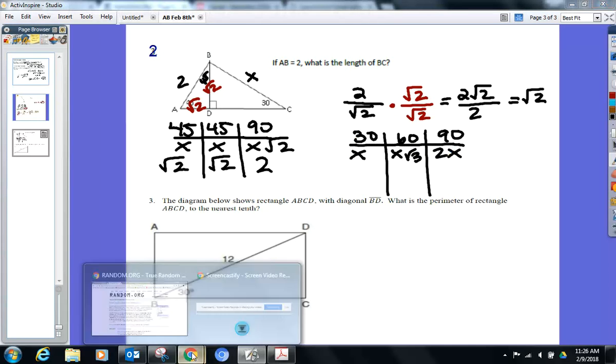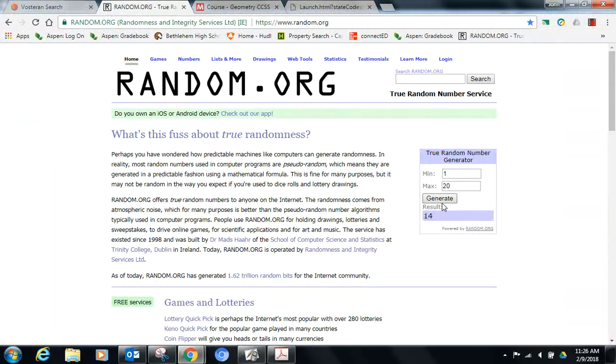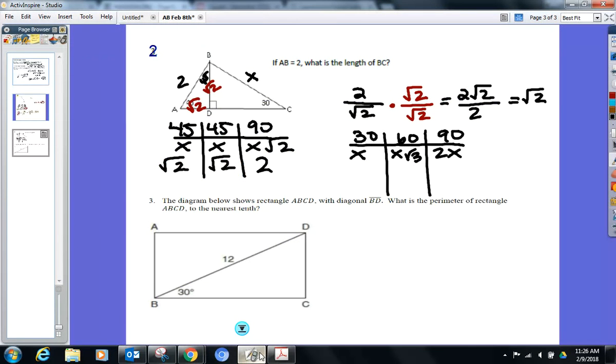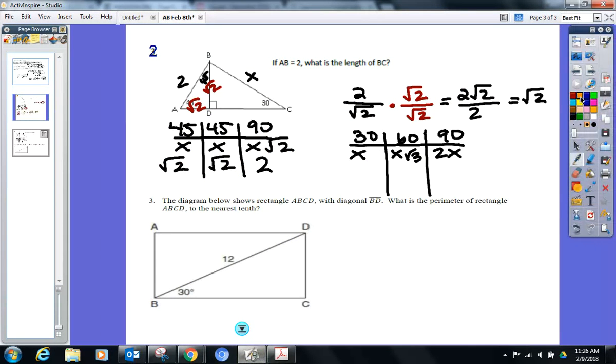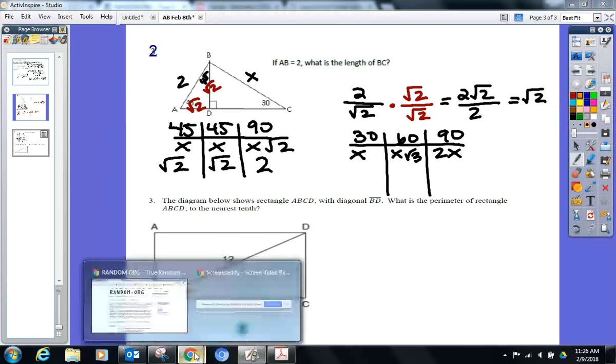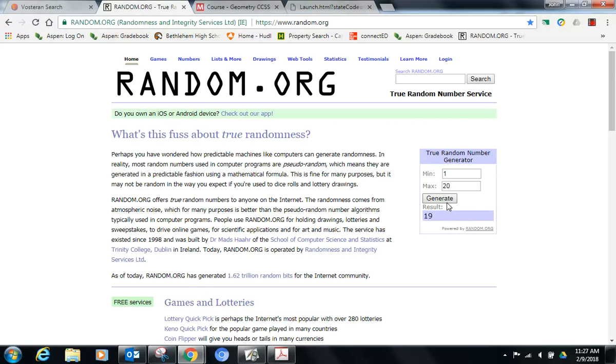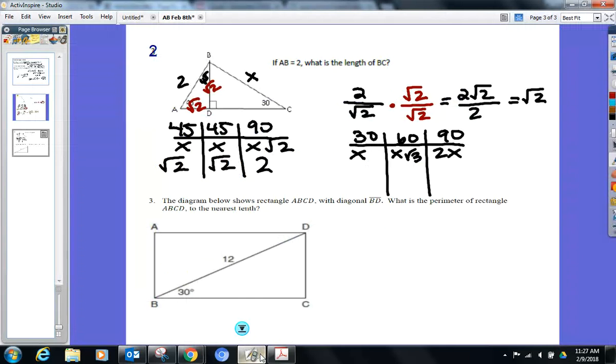What side do you know in the 30, 60, 90? BC? That's the one we're trying to find. BD, which is how long? Radical 2, and what angle is it across from?